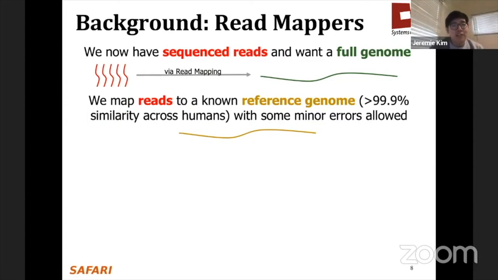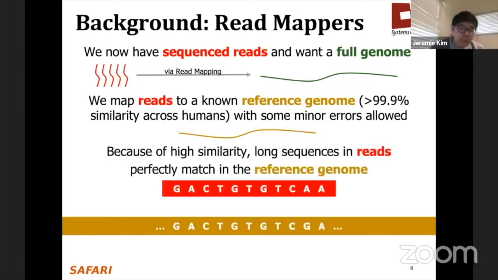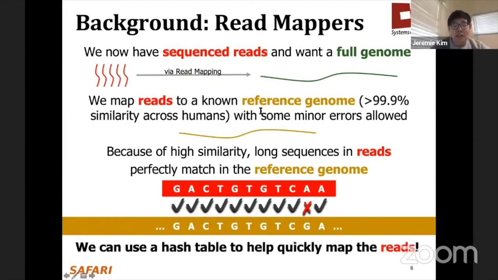And the differences between my genome and the reference genome or someone else's genome is what makes each of us unique. So because the reference genome exhibits high similarity, long sequences in reads match to the reference genome perfectly. So here we have 9 sequential nucleotides in this red strand read of size 11 that match perfectly to the reference genome. So we can use hash tables to quickly help map the reads. And I'll talk about how we do that next.